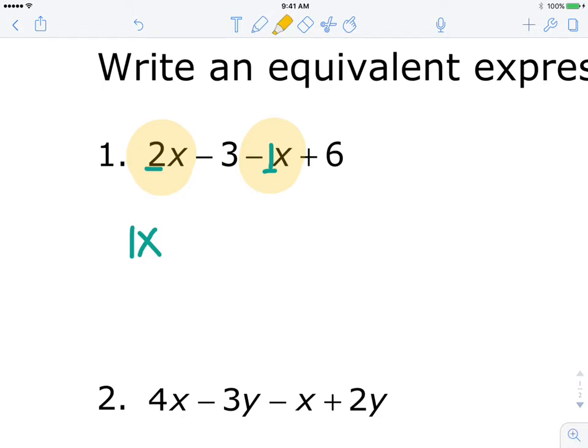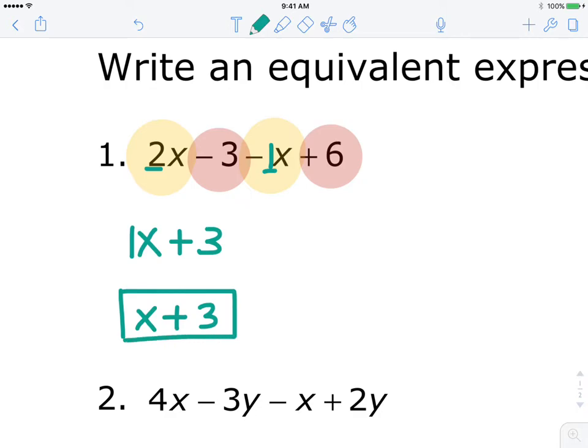1x. Okay, then we can look at the other two terms to find our other like terms, so negative 3 and positive 6. And if we add those together, we get a positive 3. So our final answer, I'm just not going to write the 1, it's just going to be x plus 3. That is our simplified combined expression.